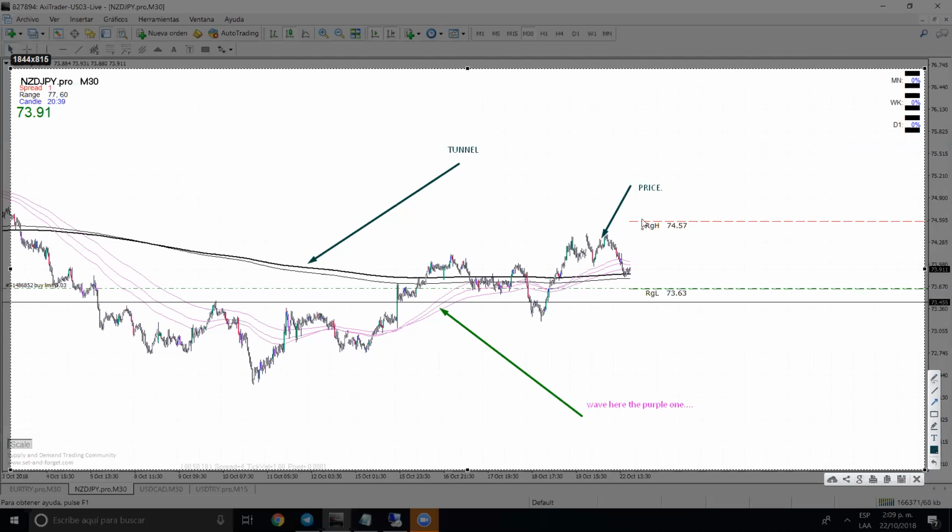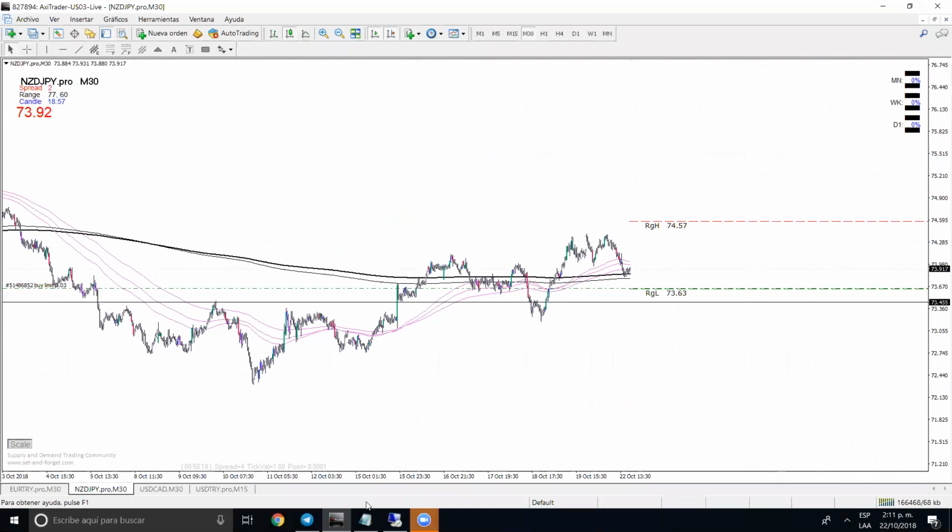Those are ranges, you know about this from your system, but we are not going to use this now. For now, we have the tunnel and we have the wave. For that reason, the system is called wavy tunnel. The wave and the tunnel, and the price is going through this wave and this tunnel. This is the basic. So let's see the first trade. Now we have the price, the wave, and the tunnel.